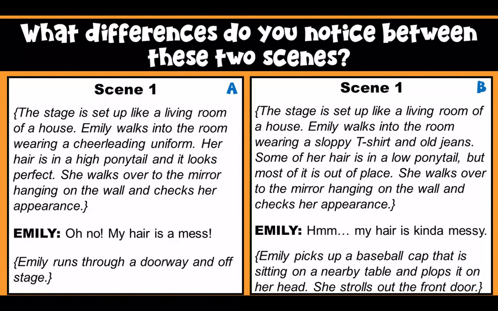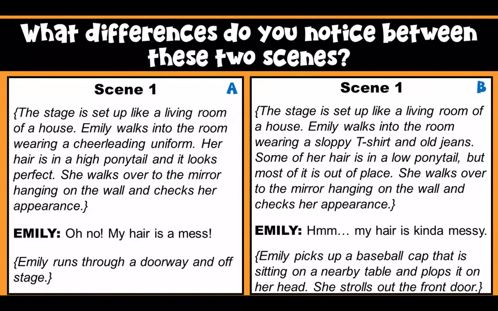So what if we had a different scene where she's still the main character, but it sets her up differently? The stage is set up like a living room of a house. Emily walks into the room wearing a sloppy t-shirt and old jeans. Some of her hair is in a low ponytail, but most is out of place. She walks over to the mirror hanging on the wall and checks her appearance. My hair is kind of messy. Emily picks up a baseball cap that is sitting nearby and plops it on her head. She strolls out the front door.